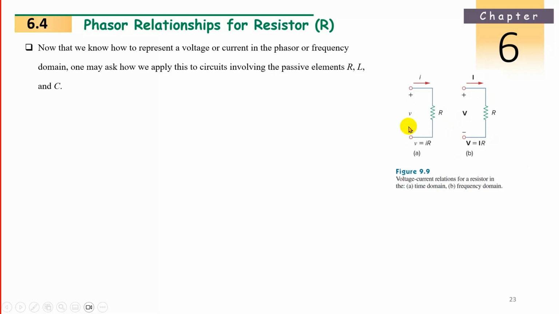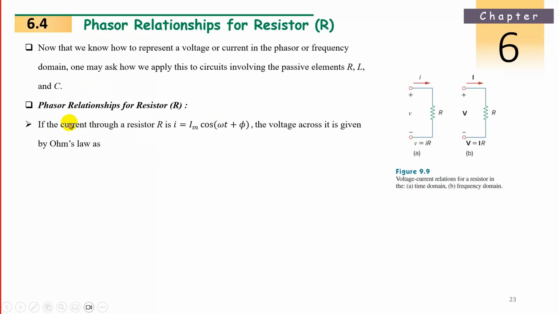What is V here, what is I here, we have to find. V is generally Vm at an angle phi. What is I? Im at an angle phi. That we will prove here. So, the relationship of a resistor: if the current through the resistor R is i equal to Im cos(omega t plus phi), it is given. Now the voltage across it is given by Ohm's law. What is Ohm's law? v is equal to i multiplied by R. So directly we can write v equals iR.